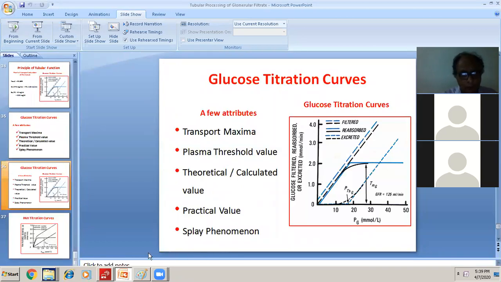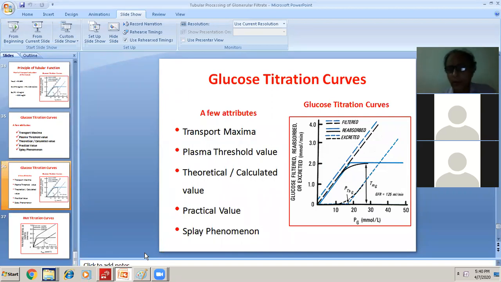So what they propose is that as glucose is associating with the carrier to form glucose carrier complex, at the same time it is also dissociating from the glucose carrier complex to glucose and carrier separately. Accordingly, every time some amount of free glucose is present, and it is probably the reason of splay. So this is one way they are trying to explain the splay, albeit inadequately.